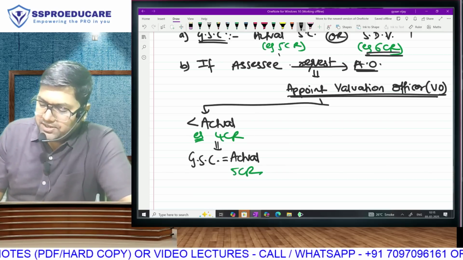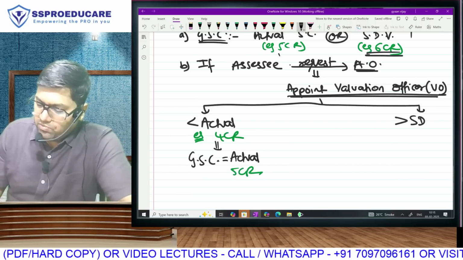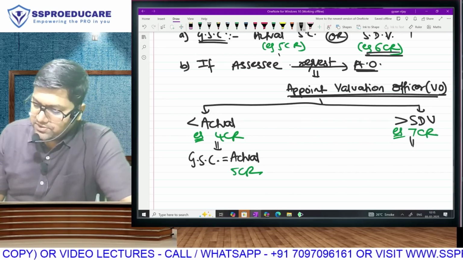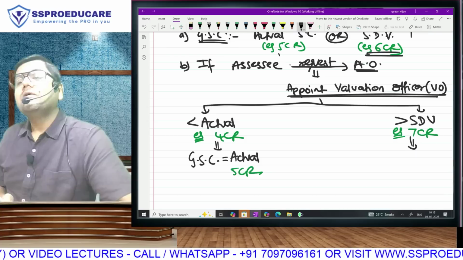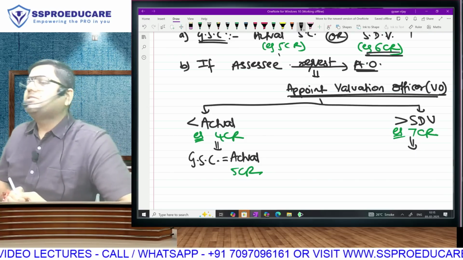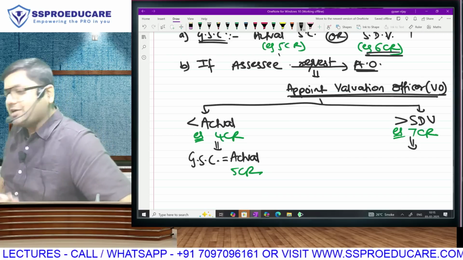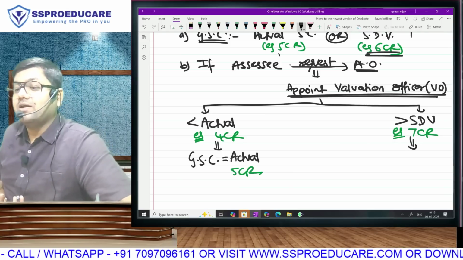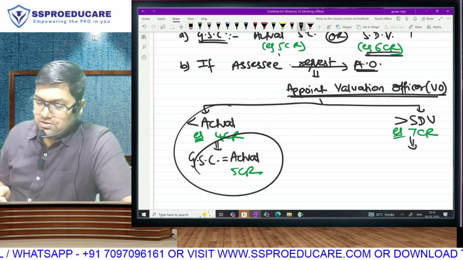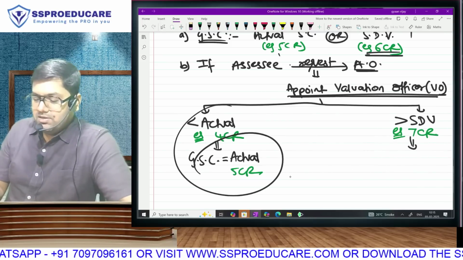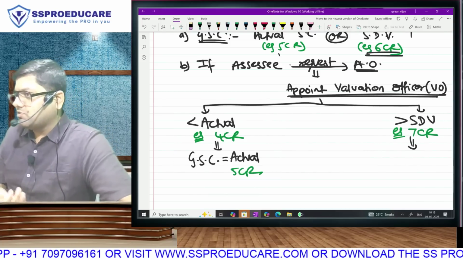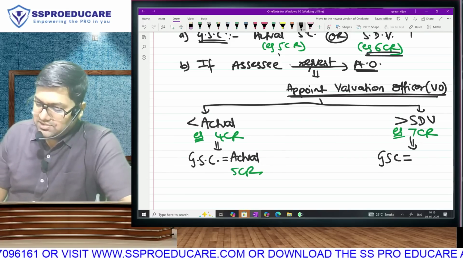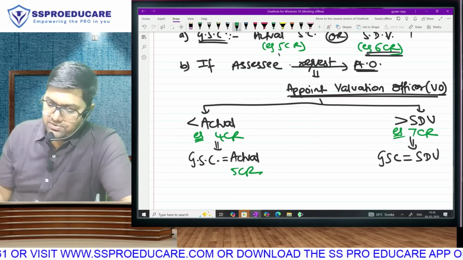Correct? Possibility 2, VO is doing more than stamp duty value. Example, 7 crore. This VO is also a big customer. The maximum amount on which the assessing officer wanted to take tax was 6. AO wanted on 6, the assessee on 5. Then where was the fight? The assessee was ready to pay tax on 5. AO was wanting tax on 6. So 7 the AO also does not want. See, 4 the assessee does not want. 7 the AO does not want. You want to guess what will be GSC in this case? The stamp duty value.